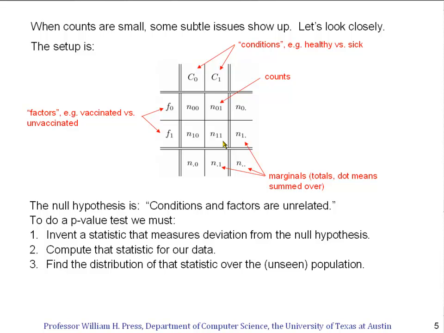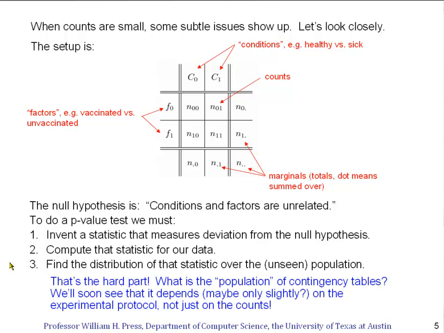Then step 3, and this is where the subtlety comes in, we need to find the distribution of our statistic under the null hypothesis over the population of all possible contingency tables that we might have seen but didn't see, because then that's the population where we'll see where is our real data in the tail and what's the value of the tail probability.